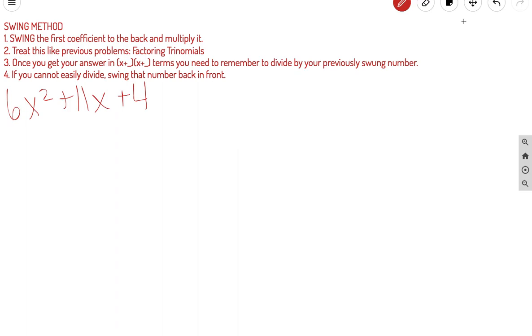Okay, so step 1: swing the first coefficient to the back and multiply it. So we're going to take this 6, your first coefficient, and swing it to the back to multiply. So this whole equation now looks like this: x squared plus 11x plus 24.